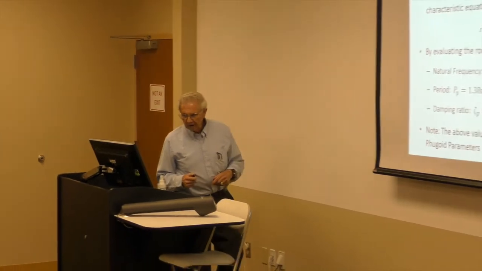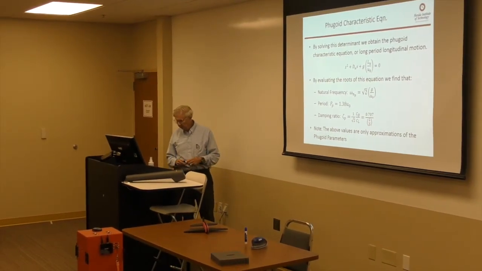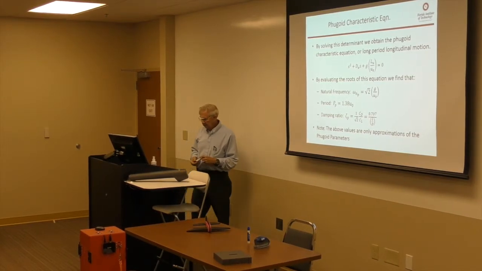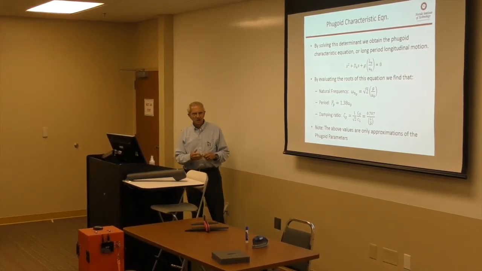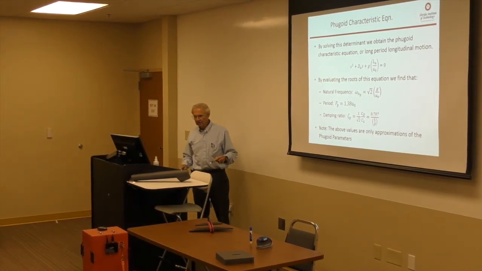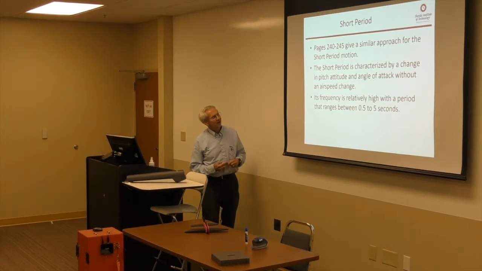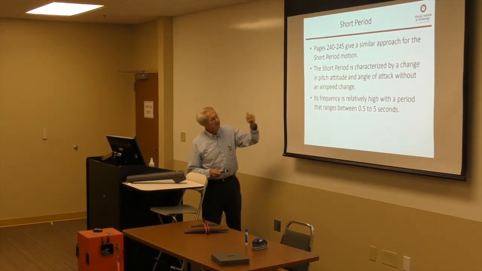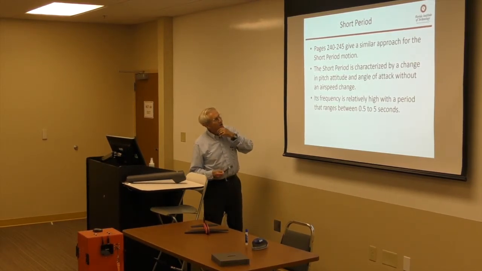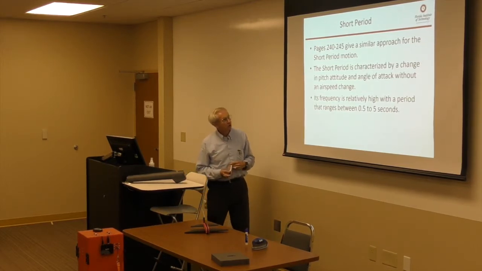What we're showing there, those are really only approximate values of the phugoid parameters, good rule of thumb kinds of things. And we flight test guys tend to like to use that. We're not big mathematicians as a rule, so we do that. Okay. Again, in my book, if you look at those pages, you'll find a similar treatment for the short period.